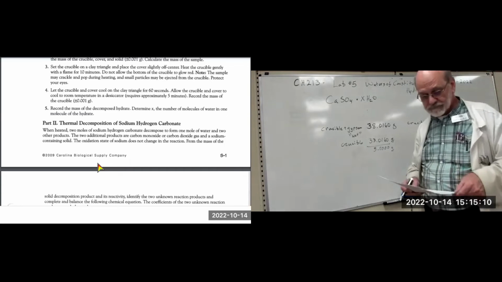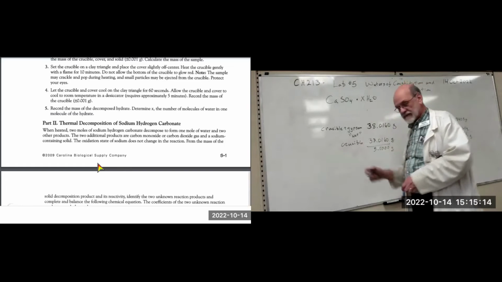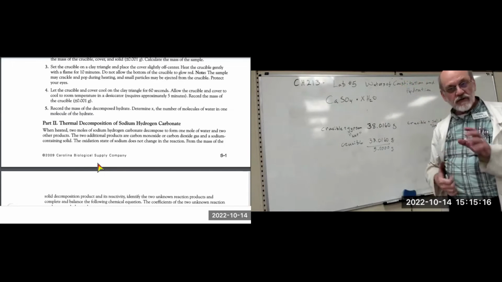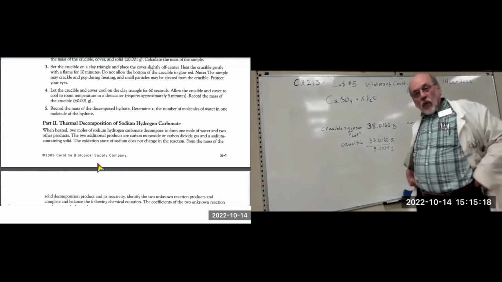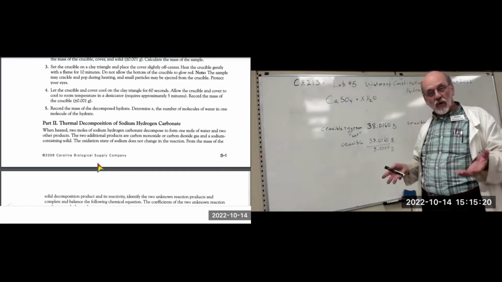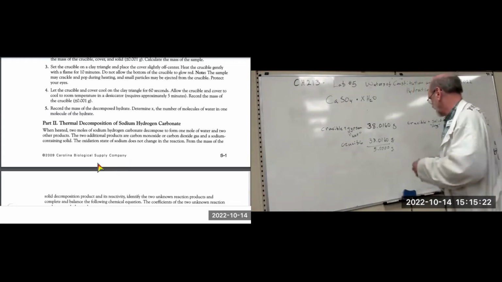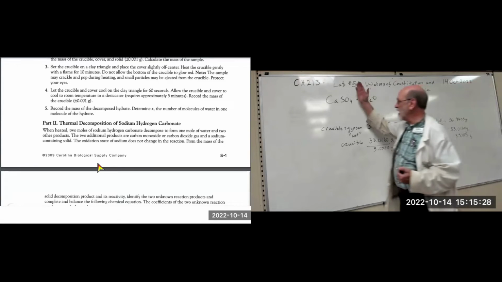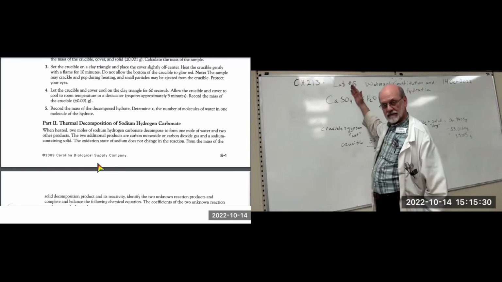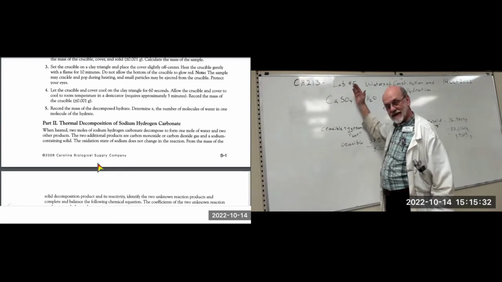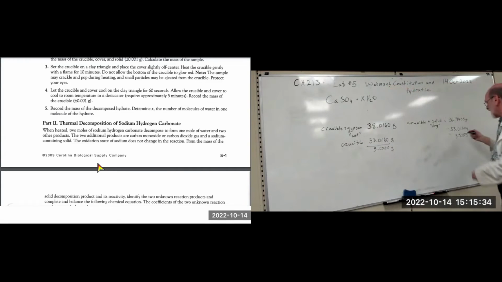Okay? Now, the question is, what's the value of X? In order to do the value of X, we need to convert everything to moles. Okay? This is the mass of that only. Right? So we know how to convert that.